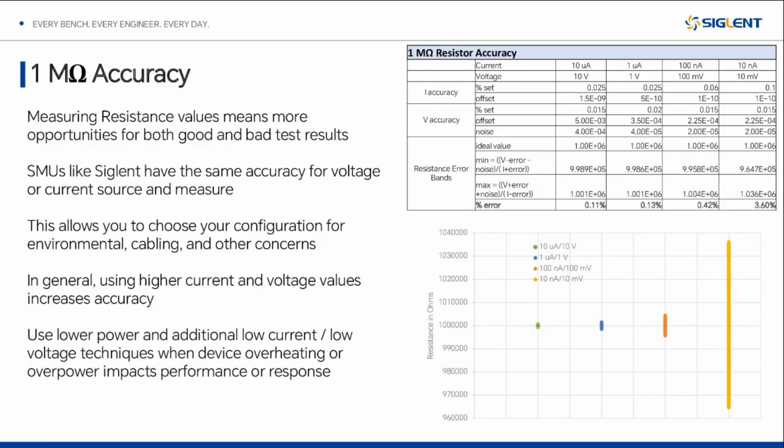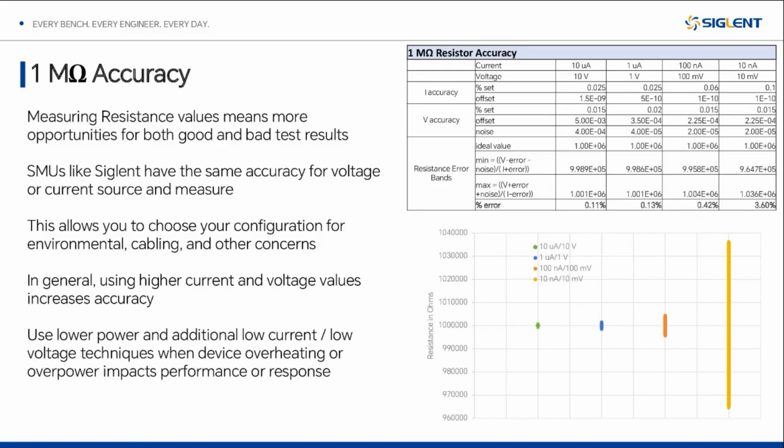So you could source 10 microamps and measure 10 volts. You could source a microamp and measure a volt. You could source lower than that, down to 10 nanoamps, and try to measure 10 millivolts. And so you might have device heating issues. You might have power limitations depending upon what materials test you're trying to do, or what other megohm type measurement you're trying to make.